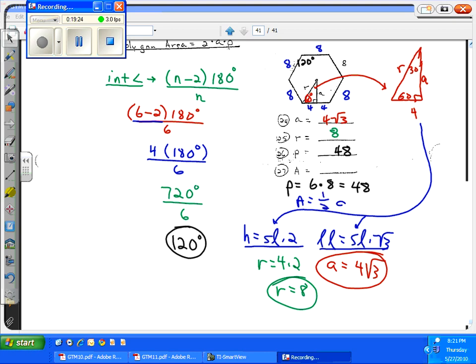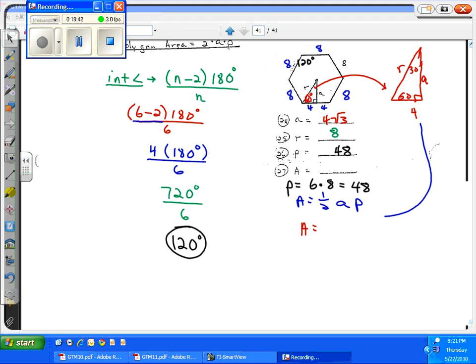Area. Area is 1/2 apothem times perimeter. So I'm going to erase this so we can see that. We're going to have area equal 1/2 times the apothem, which is 4 square root 3, times the perimeter, which is 48. And so we get area equal, half of 8 is 4. 4 times 48 is 192. So the area is 192.